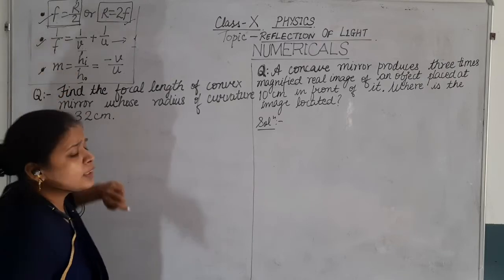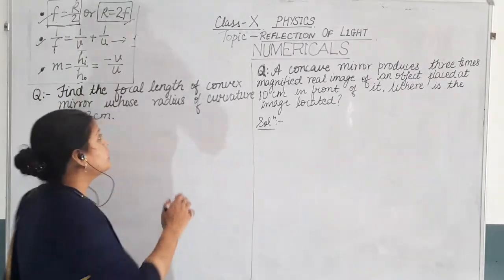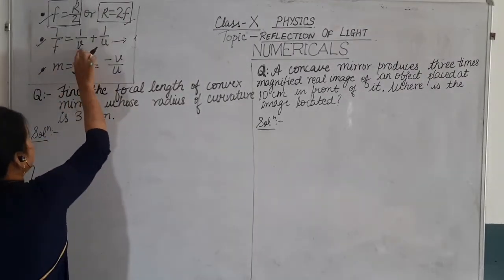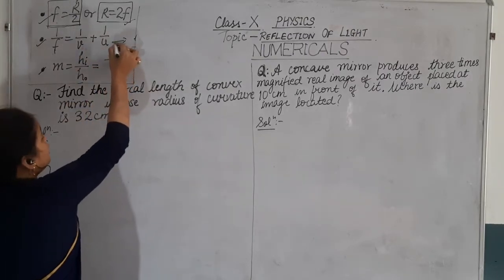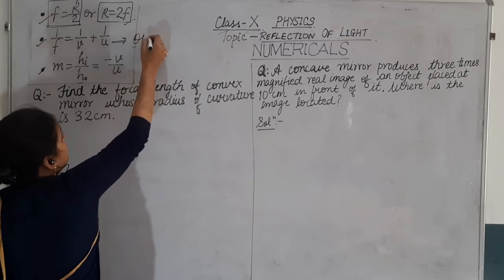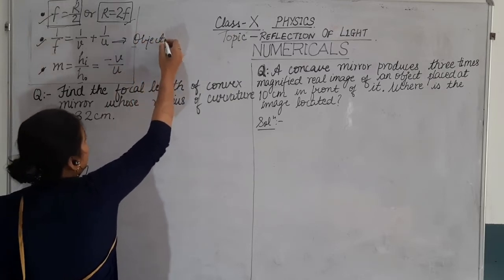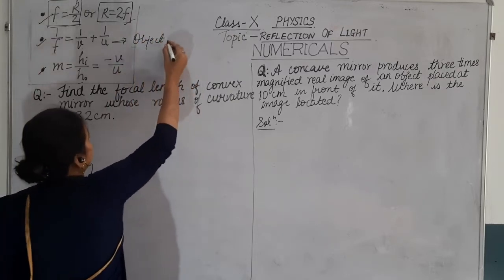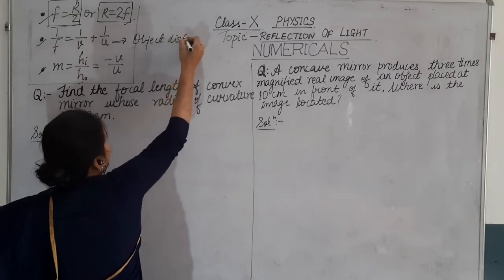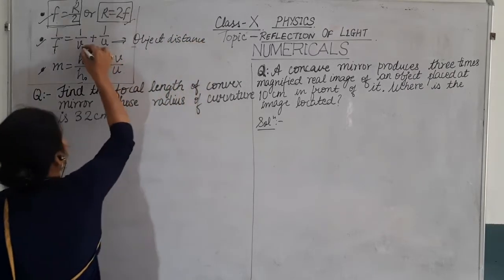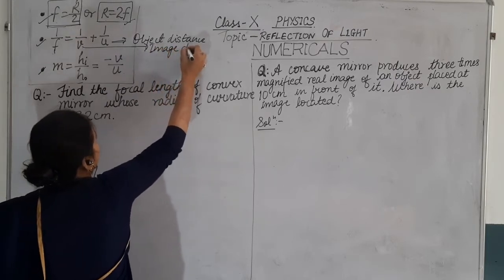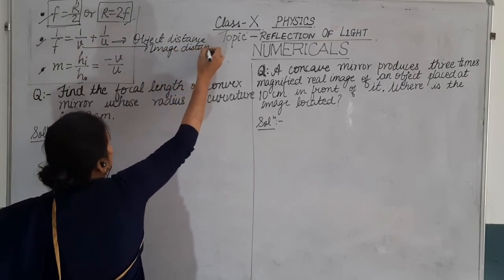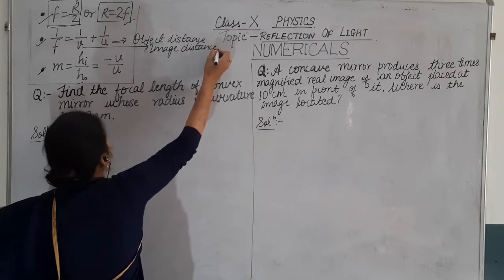The second relation is the mirror formula, which is given by 1/f = 1/v + 1/u, where u is the object distance, the distance between the object and the mirror. It is denoted by small u. v is the image distance, which means the distance between the image and the mirror.